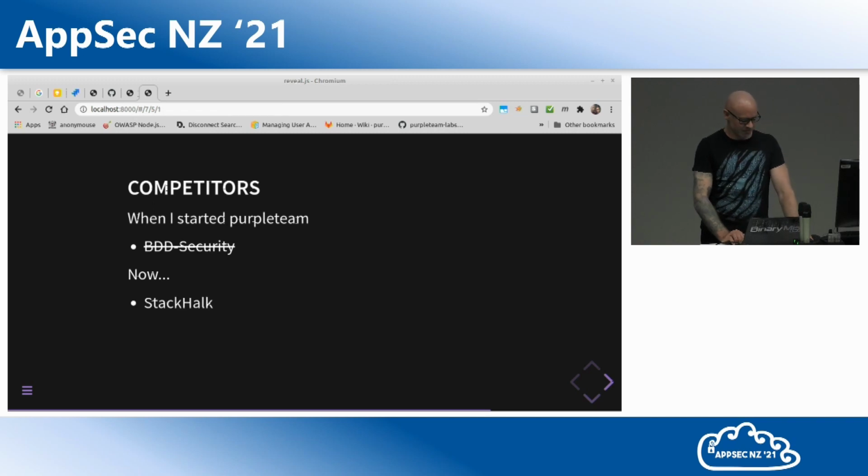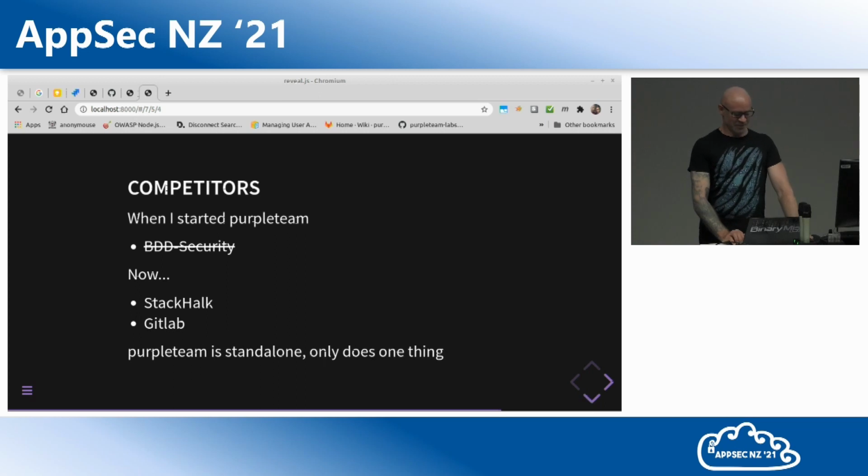Now we've got Stackhawk, which has recently recruited Simon Bennett, the ZAP creator. And we've got GitLab, which has a dynamic application security testing component on Ultimate. As far as I know, there's nothing else, but correct me if I'm wrong. I'd like to find out if there are other competitors doing pretty much what I'm doing, or to keep an eye on them anyway. Purple Team's standalone and it only does one thing, so I'm hoping it's not going to be too difficult to get into your build pipelines and get going with it.